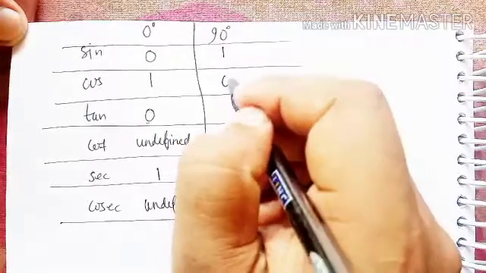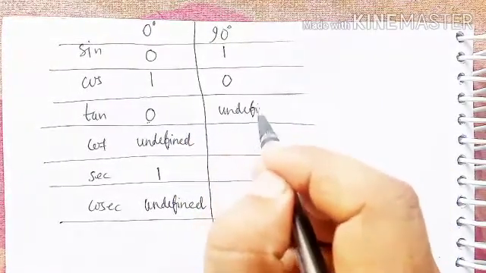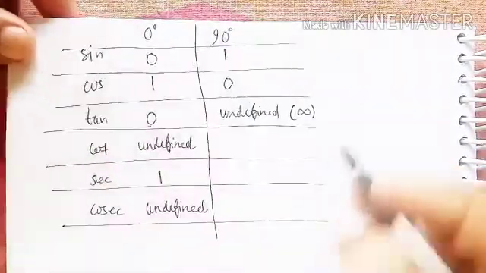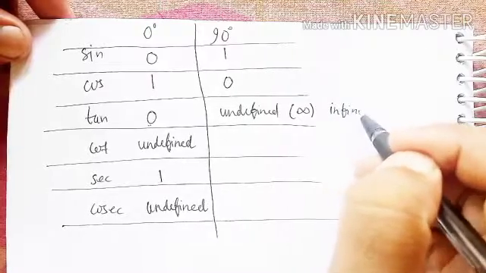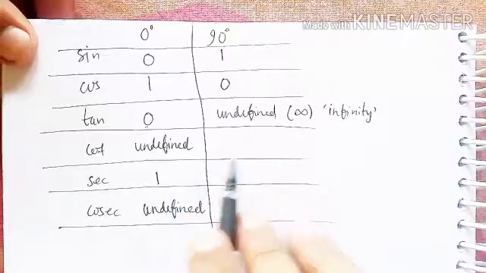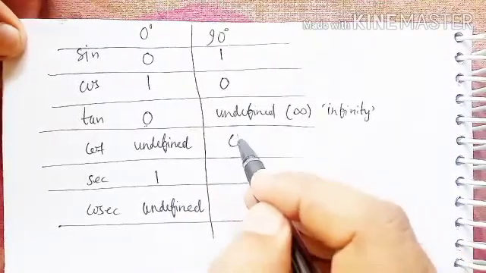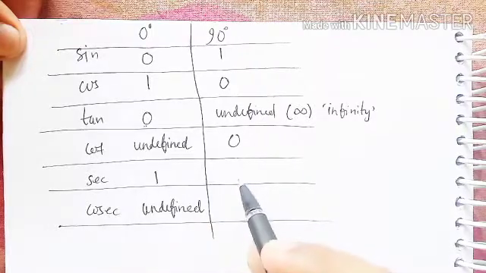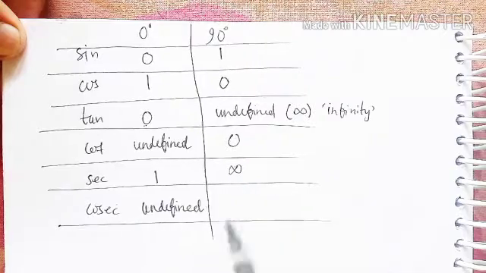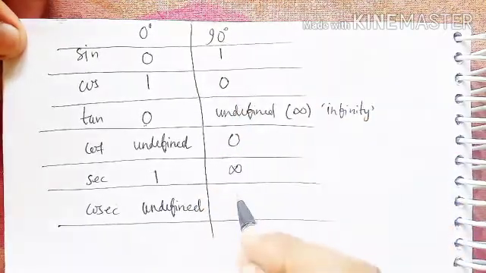Cos 90 is 0. Now tan 90 is 1 by 0, which is undefined. This is also called infinity. Now cot 90: the reciprocal of infinity, undefined, is 0. Sec 90 is the reciprocal of cos 90, which is infinity. Cosec 90 is the reciprocal of sin 90, which is 1.